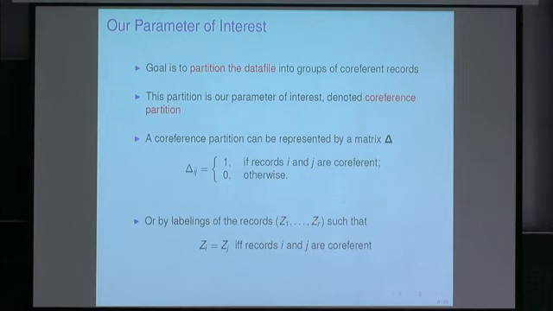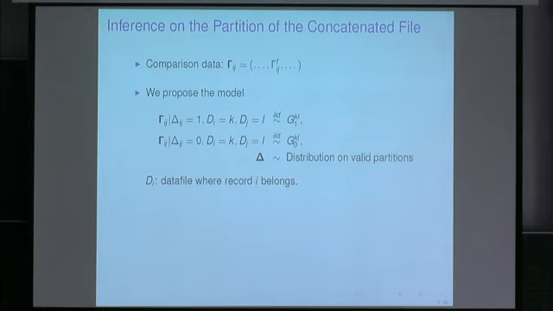And if you can ensure that two records have the same label if and only if they are coreferent, that's another way of representing the coreference partition. So there are different ways of representing it, and I'm going to use one or the other depending on what's more convenient. So here's the general skeleton of the framework.